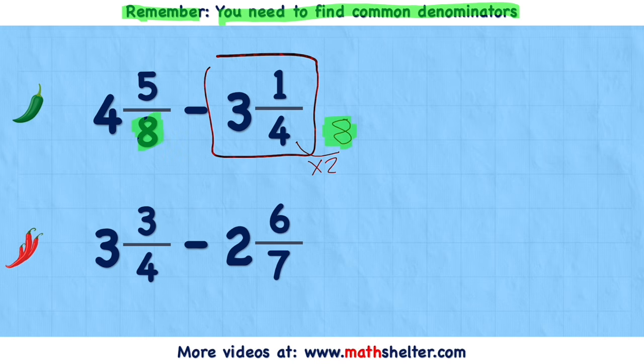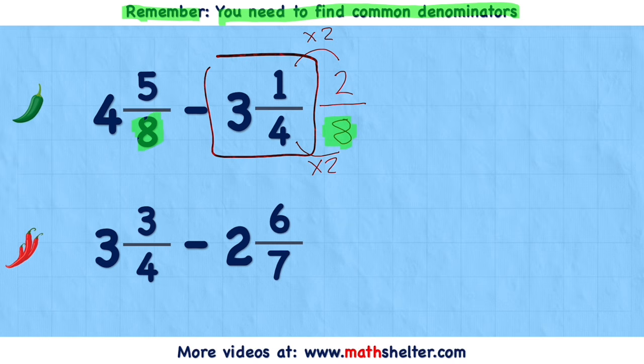But to keep this new fraction I'm making equivalent, I have to now multiply the numerator by 2 as well, which would be 1 times 2 is 2. So 1/4 is equivalent to 2/8. If you're not sure about equivalent fractions, go back and watch that video on this channel, because equivalent fractions are super important for everything else you'll learn in fractions.